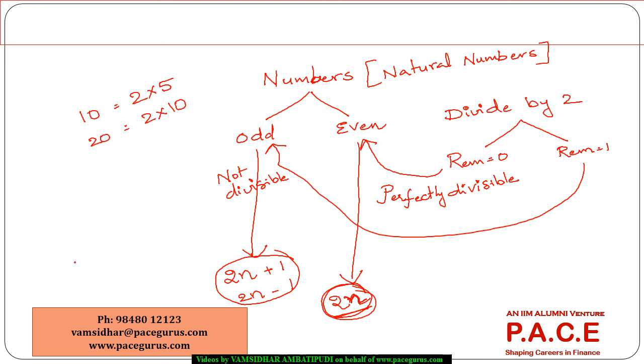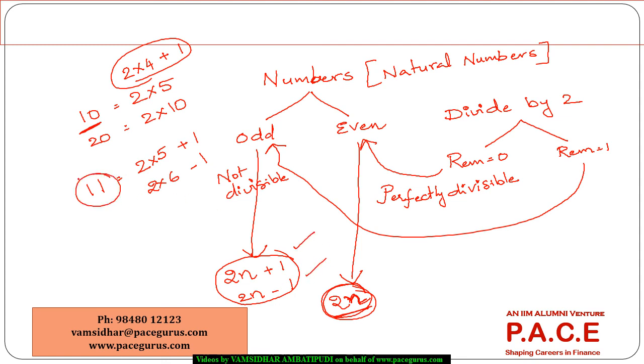Now if I am talking about 10, I cannot write it as 2 into, let's say, 2 into 4 plus 1, it is not 10. 8 plus 1, 9. Or 2 into 5 minus 1, still 9. So 10 cannot be written in the form of 2n plus 1 or 2n minus 1. But think of 11. 11 can be written as 2 into 5 plus 1 or 2 into 6 minus 1. So it can be written as 2n plus 1 or 2n minus 1.